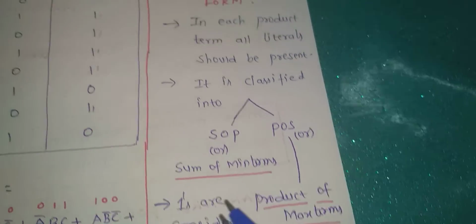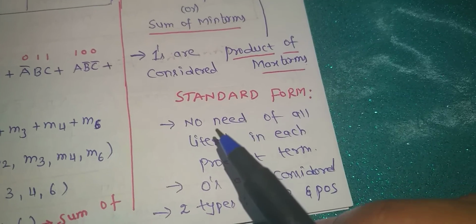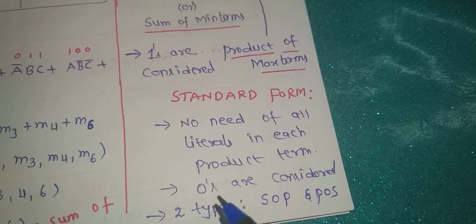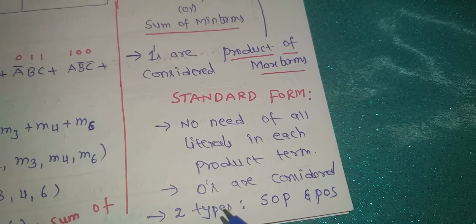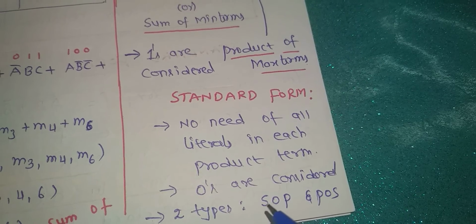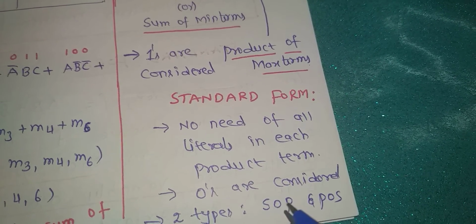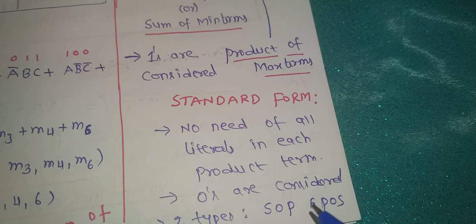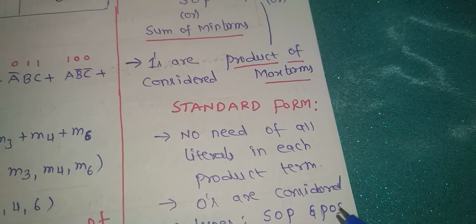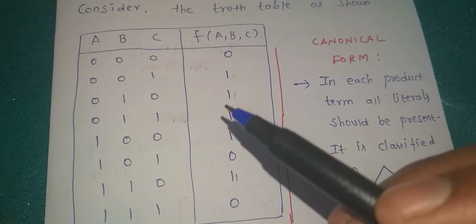Ones are considered in canonical form. Now coming back to the standard form, there is no need for all literals in each product term. Zeros are considered. It has two types, sum of products and product of sums. A very important point here: you should call it only sum of products, not sum of min terms. Similarly, you should call it only product of sums, not product of max terms. Now consider the truth table.